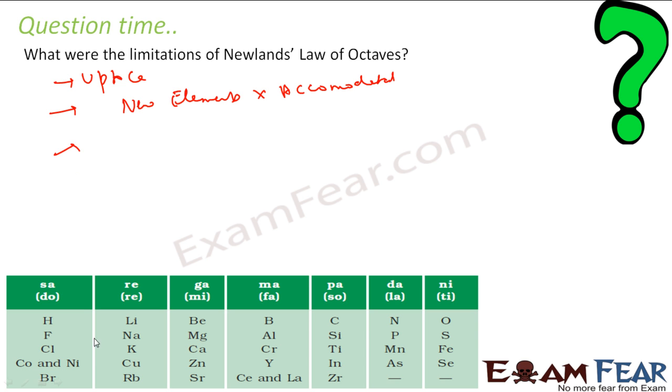And if you see, cobalt and nickel were together. That was wrong. And the iron is far away from them. Cobalt and nickel together is again wrong, and chlorine and cobalt and nickel are in the same group. That's again wrong because they don't share the same property. So that's the limitation of Newlands' law.